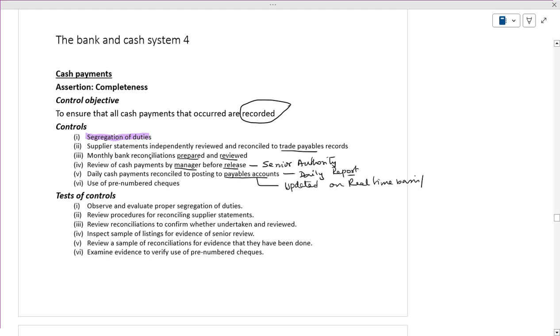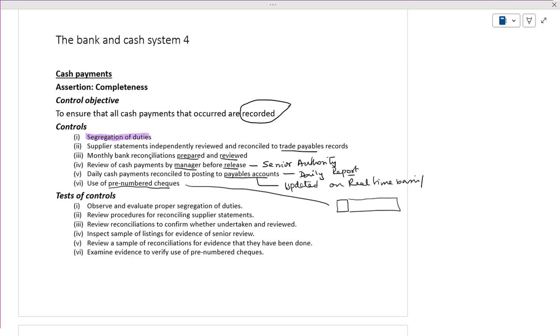Use of pre-numbered checks. You have the checkbook. The moment you open an account, they will give a checkbook. It has small leaves, the check will be like this. In the first page, you will have the date, to whom you have paid, and the amount you have paid. This is very important.